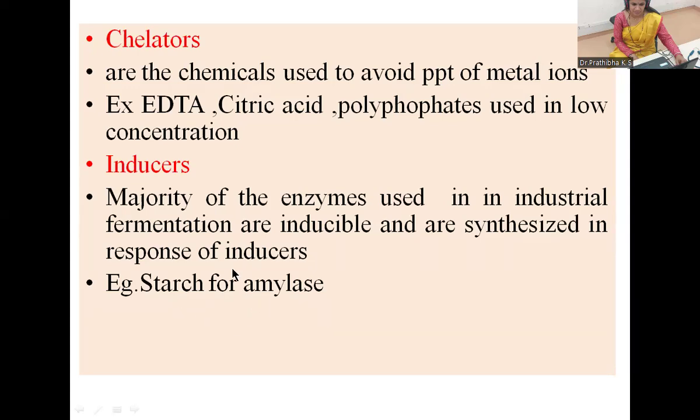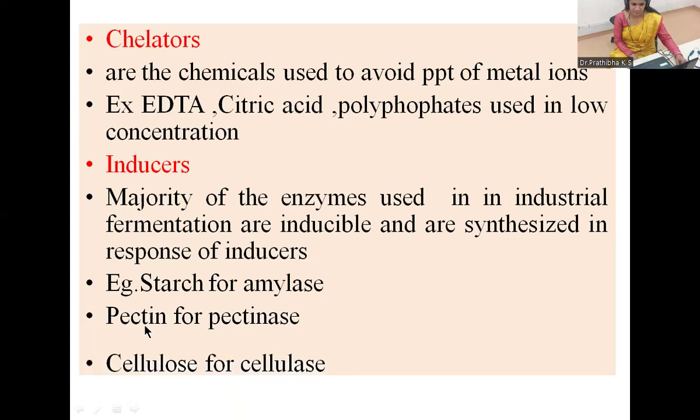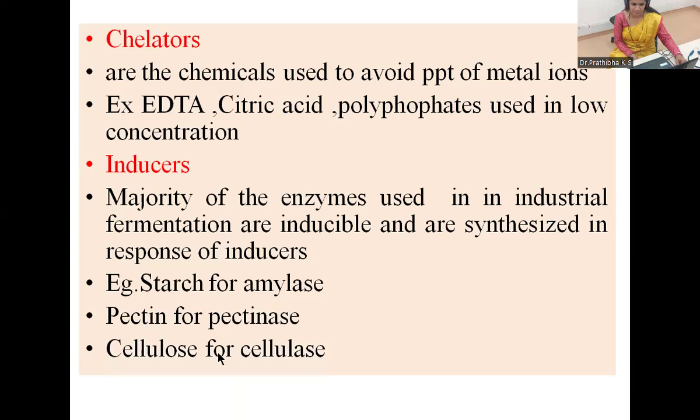For example, if you want amylase, you need to provide starch, which is going to act as the inducer. To obtain pectinase, you need to put in pectin so that you'll get a good yield of pectinase. And similarly, for cellulase, you need to use cellulose.